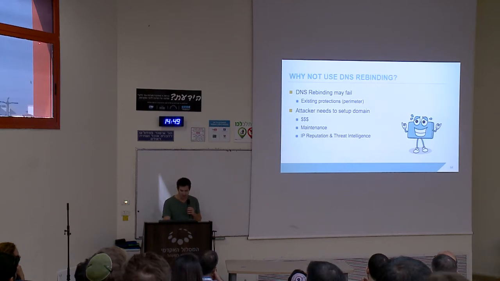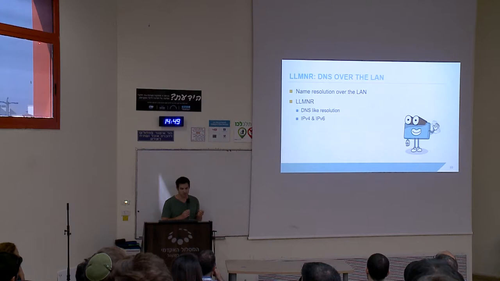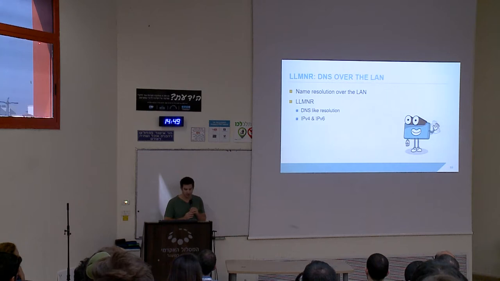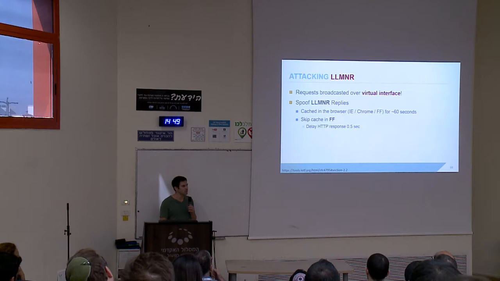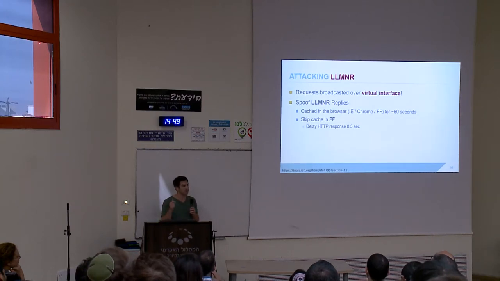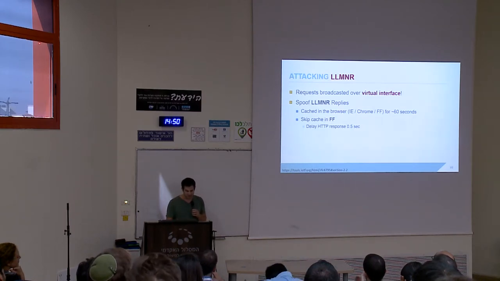So instead we're going to attack another protocol called LLMNR, basically a name resolution protocol used in Windows environments. It's DNS done over the local area network, and it's very easy to attack. So when a Windows machine is trying to look for a host that is not a domain, it's just a host name, it will use local protocols such as LLMNR and will broadcast a request over all interfaces, including the virtual interface of the virtual machine. So you can see where this is going.